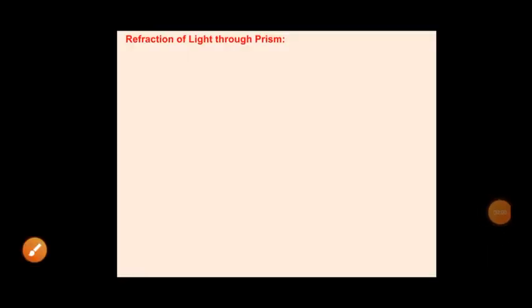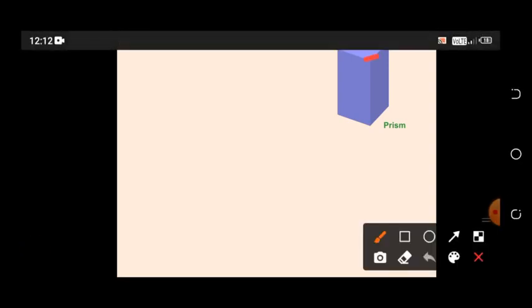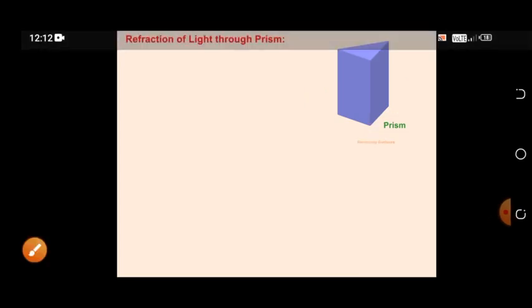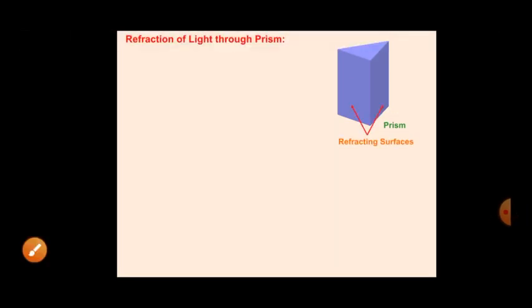Now, next topic: the refraction of light through a prism. As you can see in the figure, a prism has two faces and two refracting surfaces. These two surfaces, the bases of the prism, are the ones from which light can be refracted easily. These are called the refracting surfaces, and this angle is called the angle of prism, and that defines the properties of the prism.